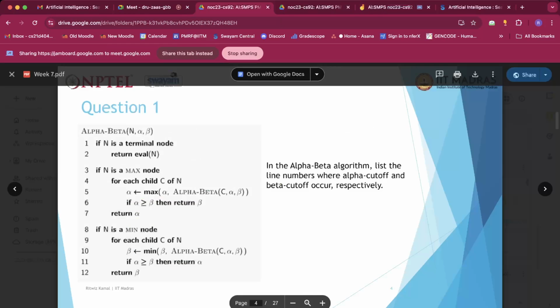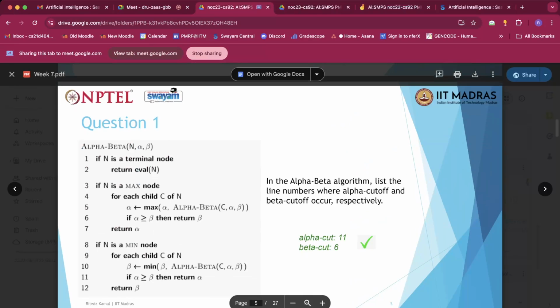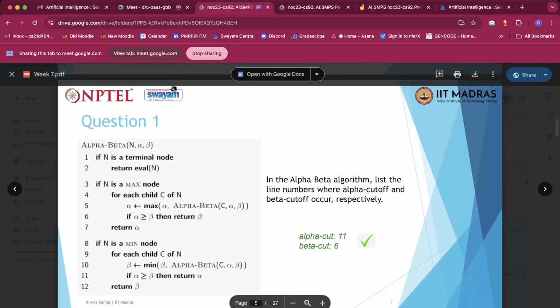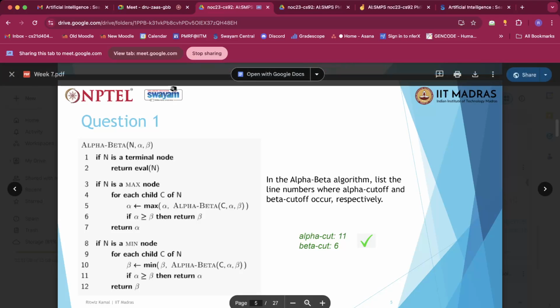Let's go back and verify our solution. This also says that an alpha cutoff is happening at line 11, which is what we just saw, and a beta cutoff is happening at line number 6.